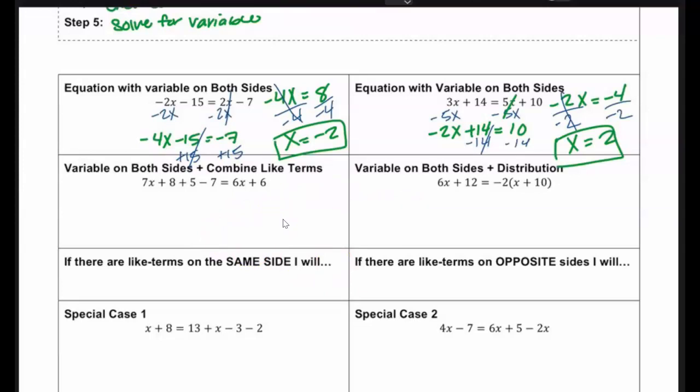As you can notice, there's no parentheses. So we can't do step 1. We cannot distribute. But we can do step 2, which is combining like terms. You'll hear my dogs in the background.